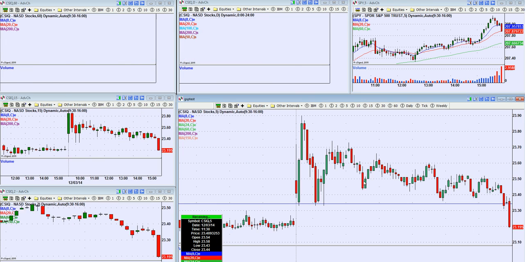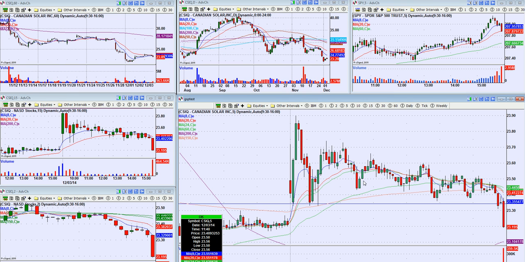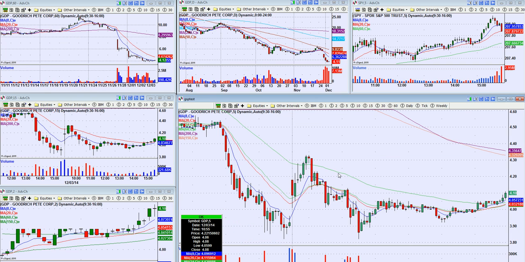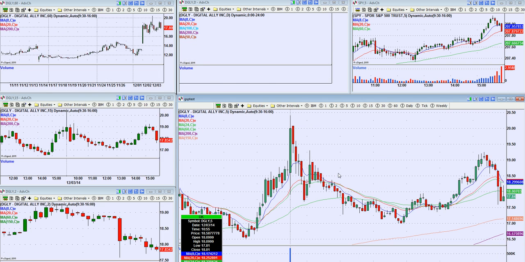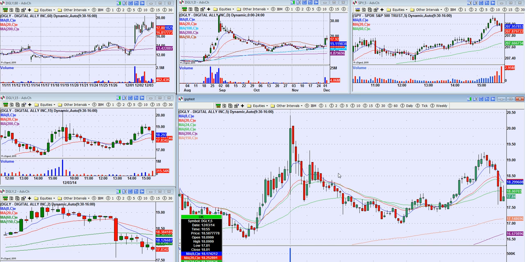So just pick a random symbol, CSIQ. And immediately you can see what it looks like on a 5-minute basis, 2-minute, 15, 60, daily, and so on. And so you get an immediate picture of all these different time frames just by glancing at the monitor. You don't have to switch charts, right? So it's pretty handy to have it set up like that. So it doesn't matter what symbol I put in, they all populate in their respective time frames. Very handy way to set it up.